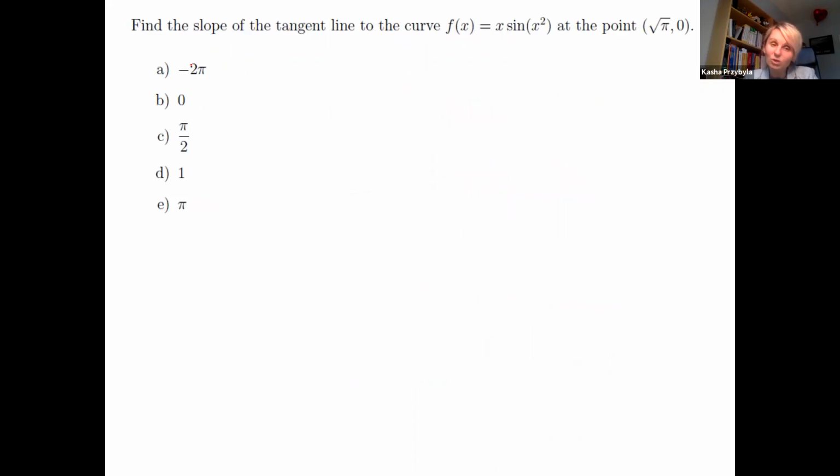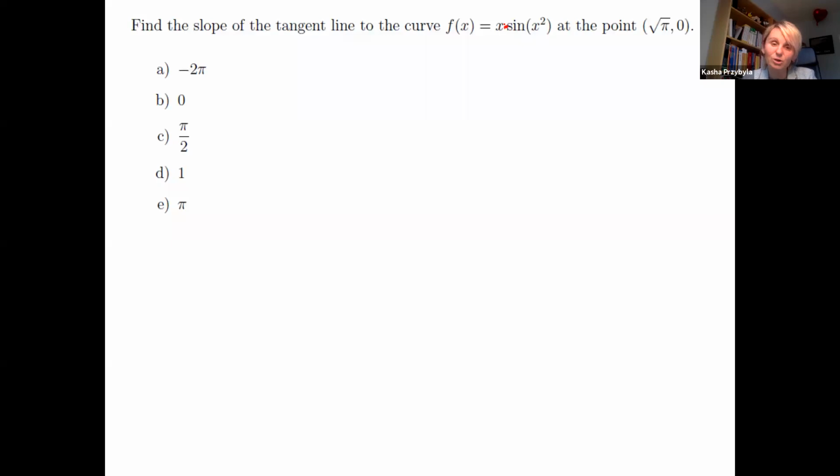Okay, let's do this one. That's another way to ask for the derivative. Find the slope of the tangent line to the curve x sine x squared at the point root pi, 0. I was trying to say x times sine, and I will of course say it now. Please remember, I put the red dot, we will not see that dot, and we're not typing that dot.